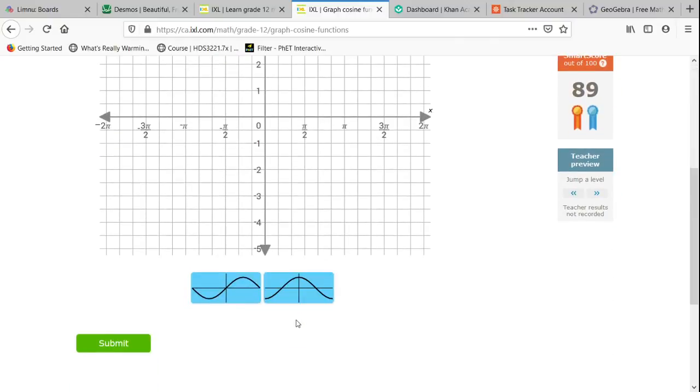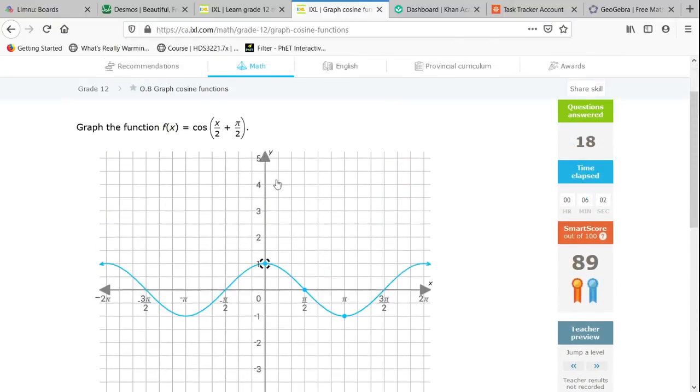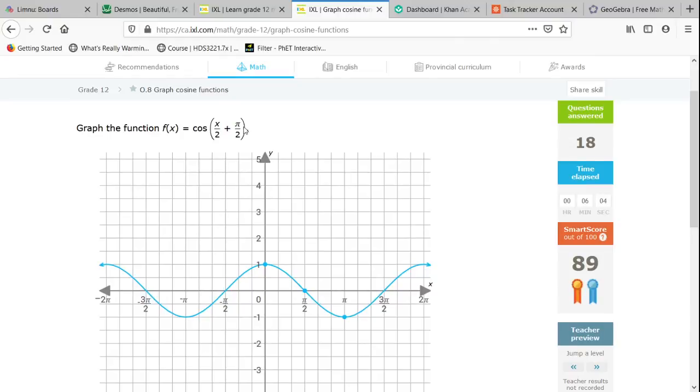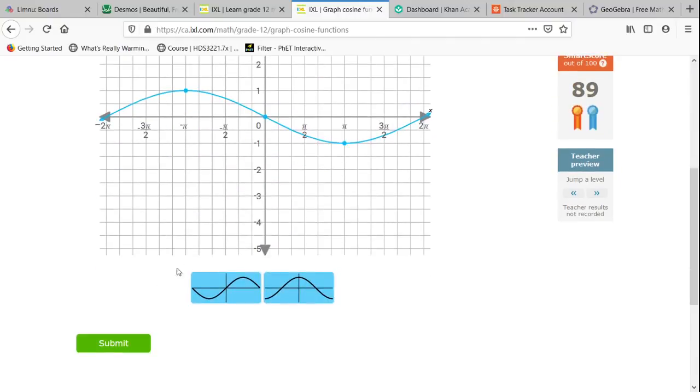So now no amplitude change. We do have a period change and a phase shift. So the period has to be pi over 4. We'll slide that back to the origin. So that deals with the 1/2 here. Then we factor that 1/2 out. That leaves us with an x plus pi. That's the same as a phase shift of pi units left. So this x-intercept we have at pi now happens at 0.